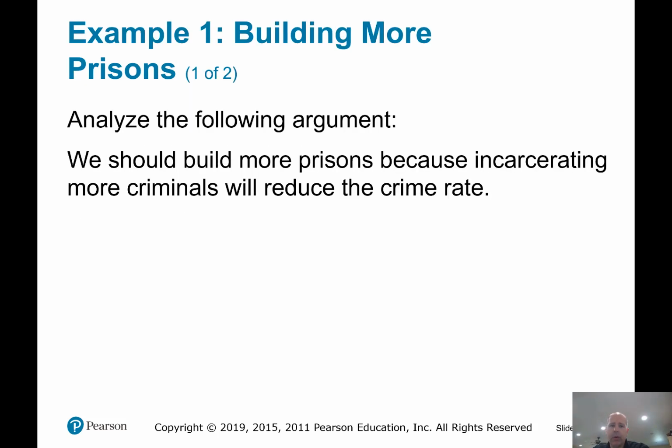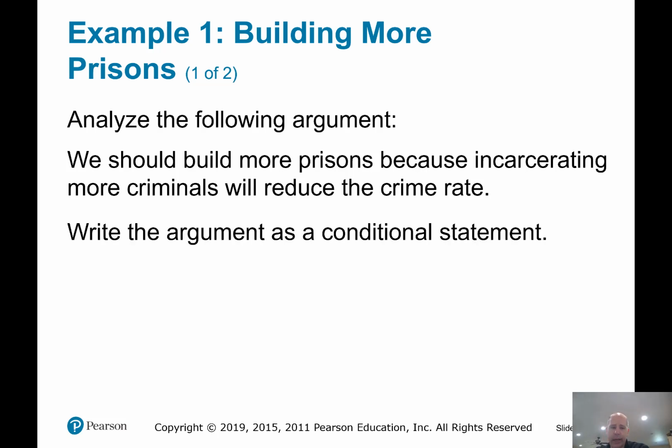Okay, so now we want to analyze the following argument. So it says we should build more prisons because incarcerating more criminals will reduce the crime rate. Okay, so what's going on here? It says we should build more prisons. So that's the conclusion. And then because why? Why should we? And then it says incarcerating more criminals will reduce the crime rate. Okay, so let's dissect this a little bit and see what's going on.